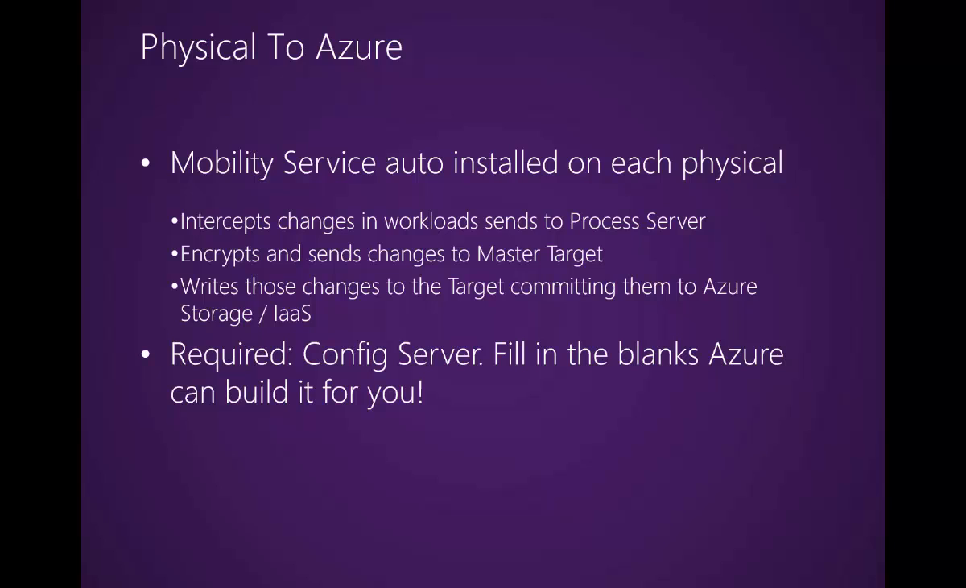So if you're running physical to Azure, you have to have a config server. So the config server is an actual VM that's running in Azure. It's very small, very low cost, and the site recovery wizard will actually build it for you. So you just have to fill in a couple blanks, and I'll show you in that demo what that looks like. But that is required if you're going physical to Azure. So that's one ramification. And why would someone want to do physical to Azure versus VM to Azure?